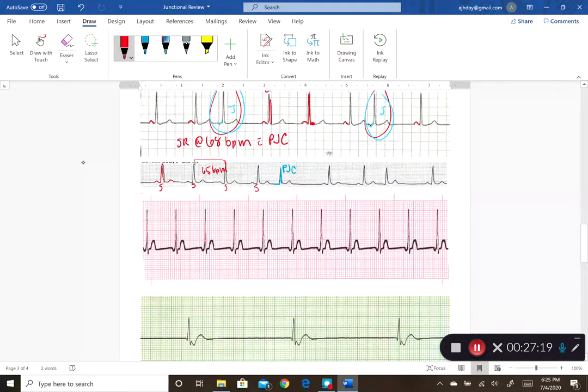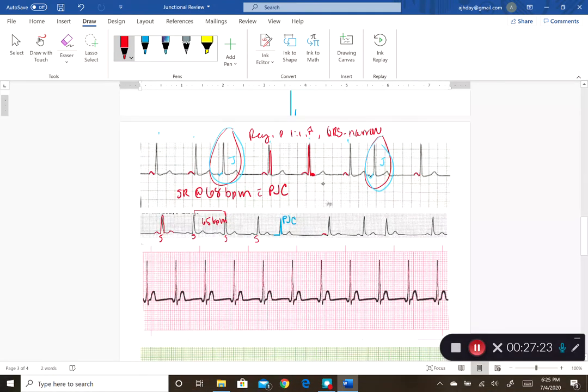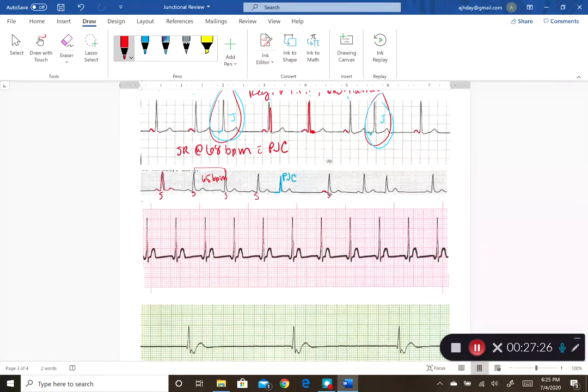Because that one came early, it takes a minute for my regular rate to pick back up. So I have a sinus beat. I have a nice P wave, a normal QRS. Same here. Looks like I'm back in my rhythm.